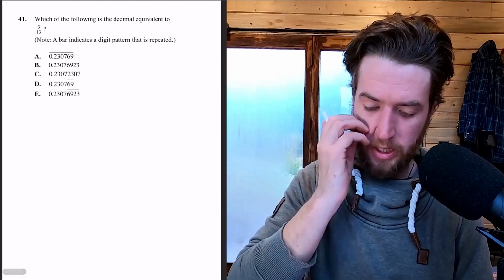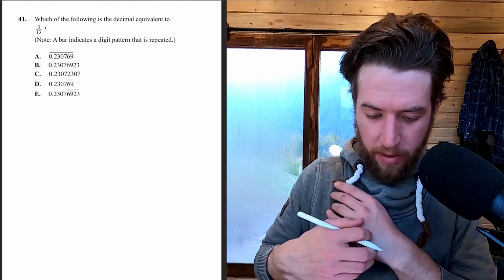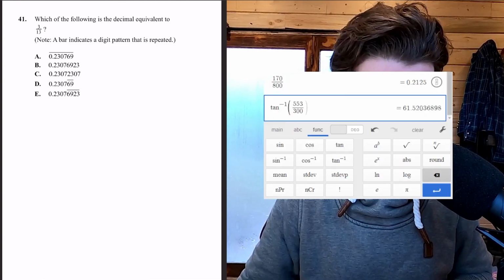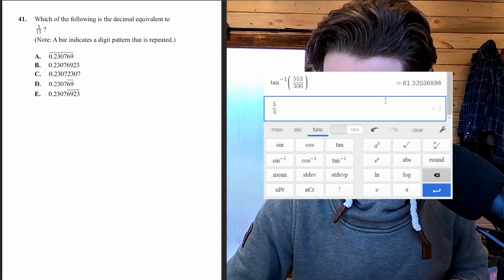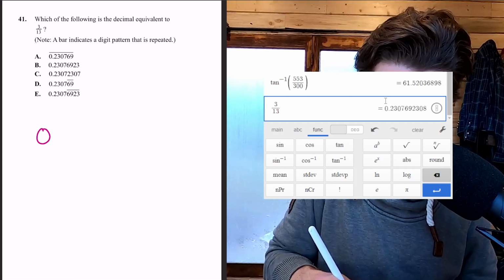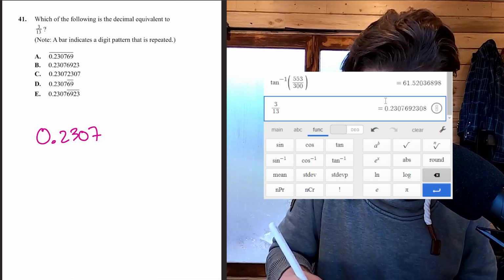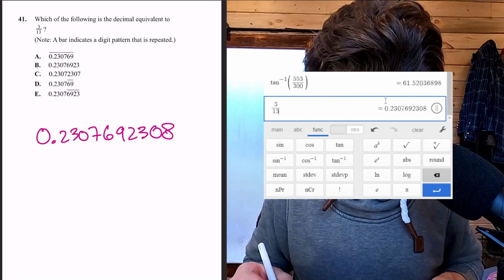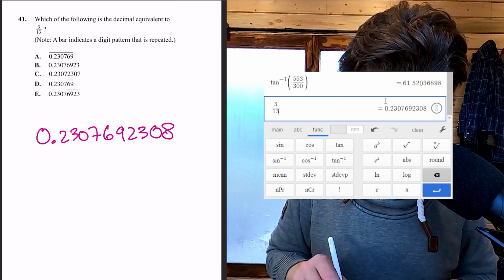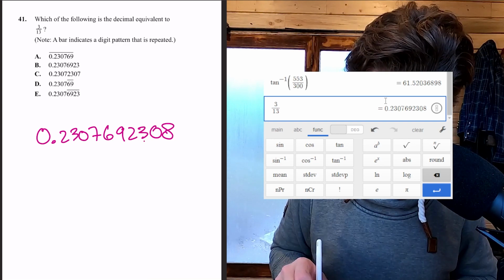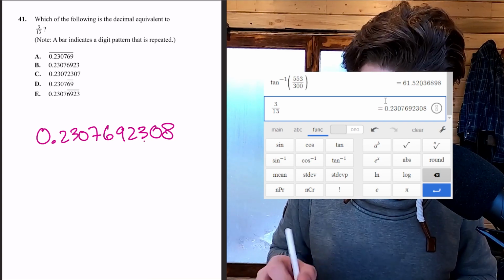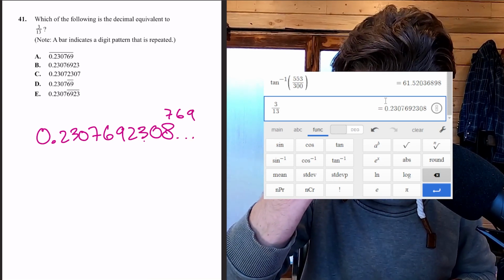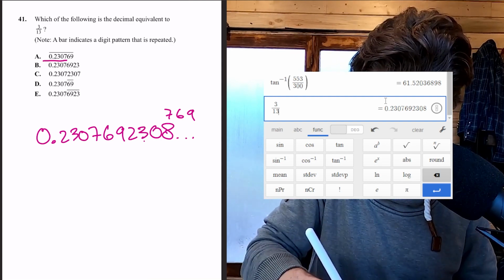So which of the following is the decimal equivalent to 3 divided by 13? Oh, I mean, could we use a calculator for this? Let's see. It should be able to, right? 3 divided by 13. So, okay. 0.2307. They want you to do long division, but long division is for boomers. All right, so those are all consistent. 2308. So it looks like 076. If this was 0769, it would round to 8. So it looks like they rounded. I feel like this is the answer, personally.